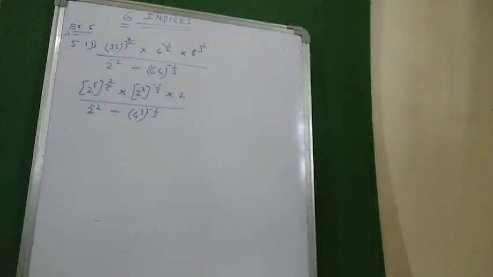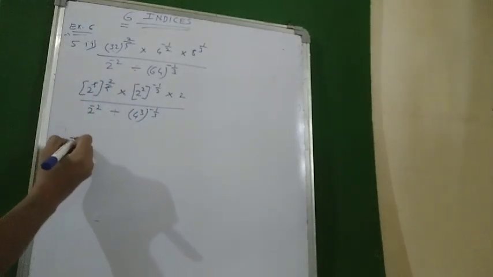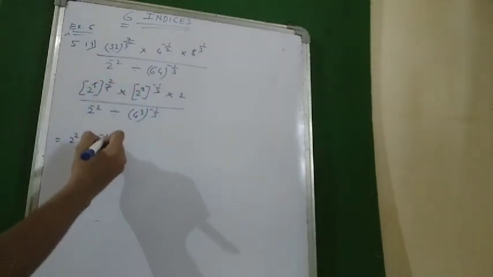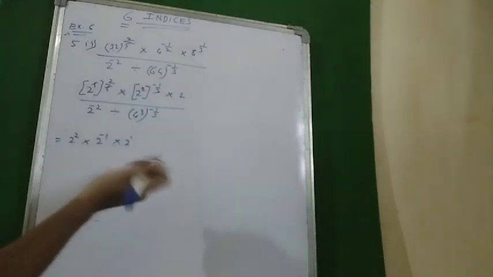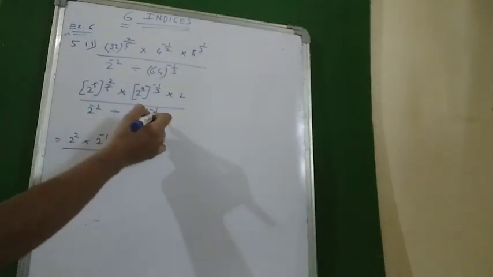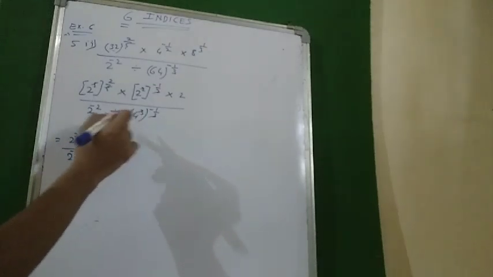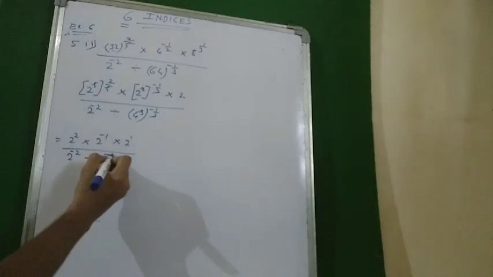Whatever steps I am doing, it may look difficult, but after the cancellation, the sums will get easier. So 5 gets cancelled, so I have 2 raised to 2, multiply by 2 gets cancelled, I have 2 raised to minus 1, multiply by 2 raised to nothing means 1. Okay, so over here 3 gets cancelled, I have 2 raised to minus 2, and 4 over here divided by 4 raised to minus 1.